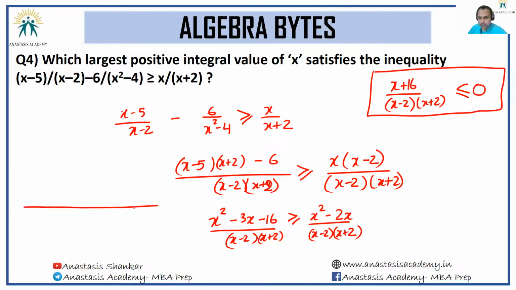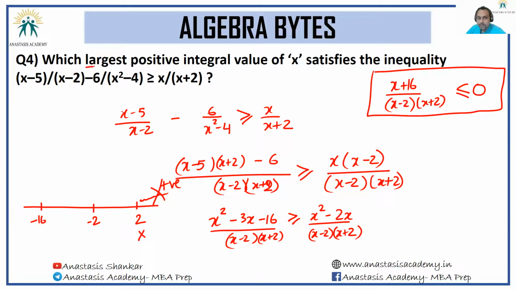Now on a number line, just look at the key points. We have 2, we have minus 2, and we have minus 16. These are the behavior change points. Can I have x equal to 2? Anything greater than 2 will be positive only, because x plus 16 will be positive, x minus 2 will be positive, x plus 2 will be positive. So this portion is of no relevance to us. At x equal to 2, the denominator will turn to 0. So 2 is also not possible.